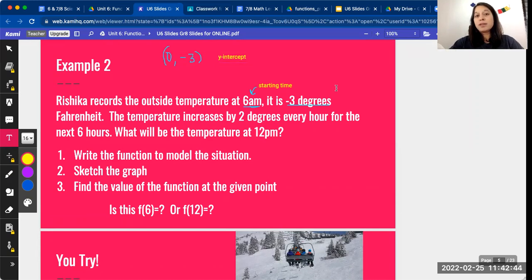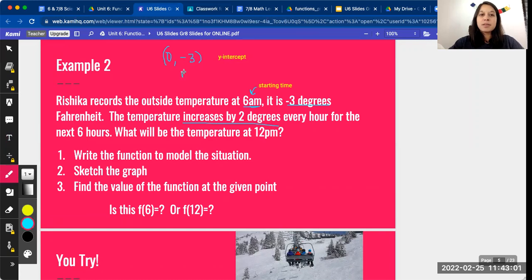You could do it the other way. There's many different ways you can choose to take the problem and interpret it. I just think this is the easiest. So it's -3 degrees, and the temperature increases by 2 degrees every hour for the next 6 hours. So if it increases by 2, guess what that means? That means my slope is +2.